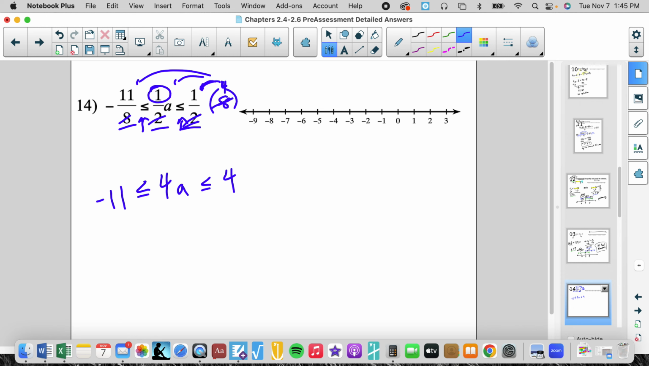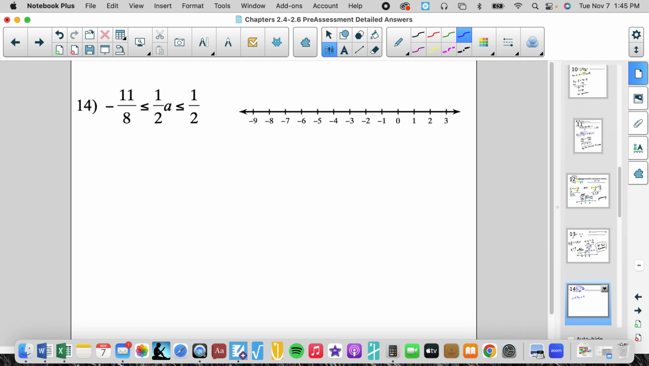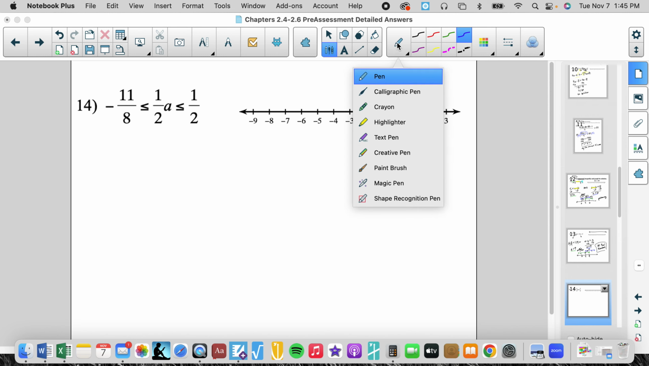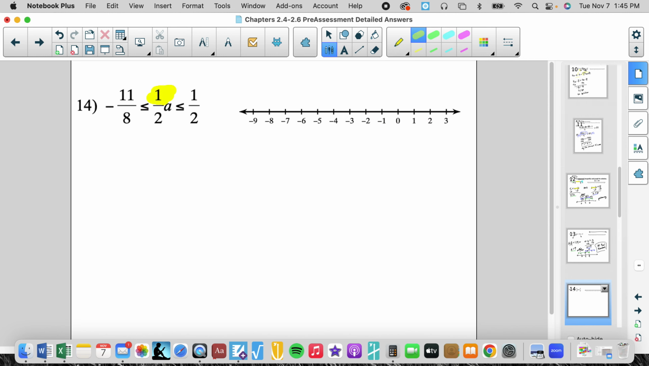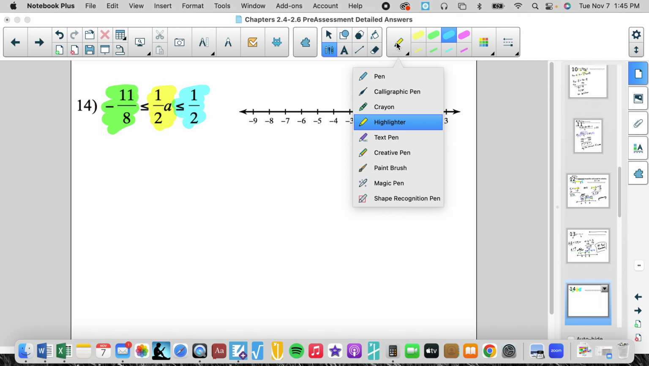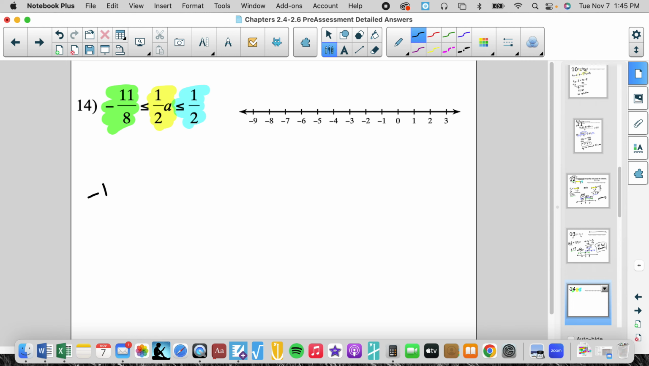You can do that. You'll get this, but Mr. Mack would not do it in that manner. Sorry. You can do it, but I'm going to separate them into 2 statements. So I'm going to take that middle piece and write it with this, and write another one with this. Sorry about that. So I'm going to write negative 11/8 is less than or equal to 1/2 a, and I'm going to write 1/2 a is less than or equal to 1/2.